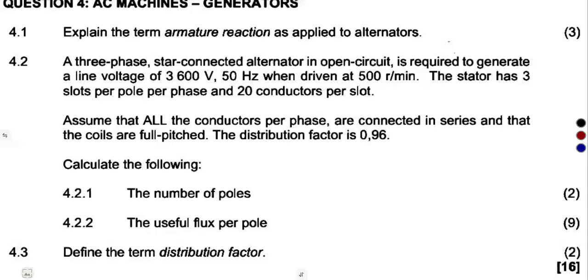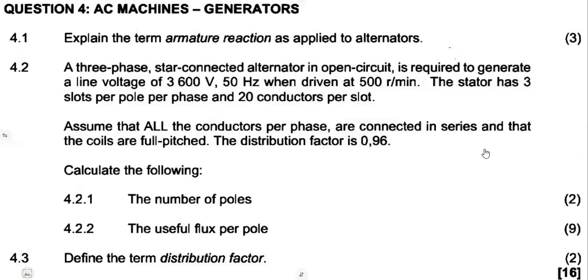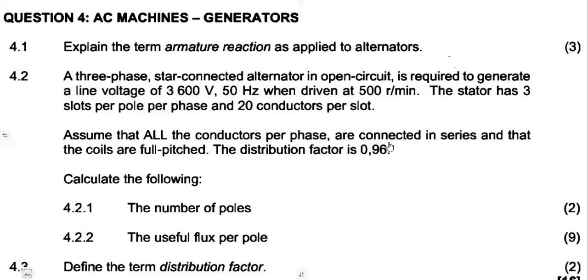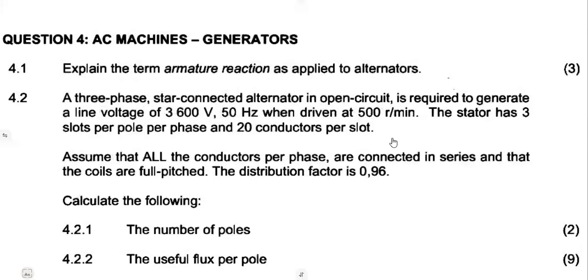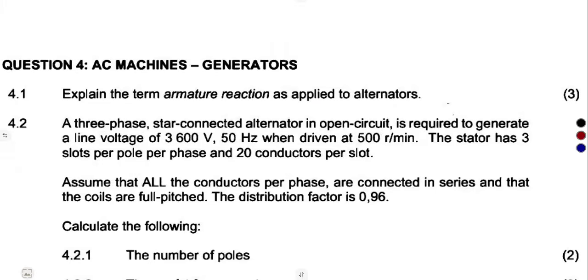So again, considering our typical exam questions on our AC machines, the first part of our synchronous machines, the part of AC generator, we are given here on question number 4, which was 4.1. This is the second paper of our November 2024 exam, which is the replacement paper. So 4.1, you were given to explain the term armature reaction as applied to alternators. So we can have this definition, guys.